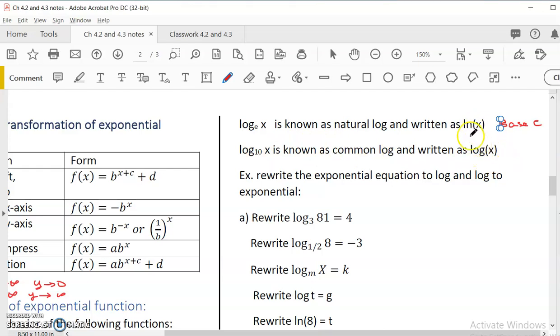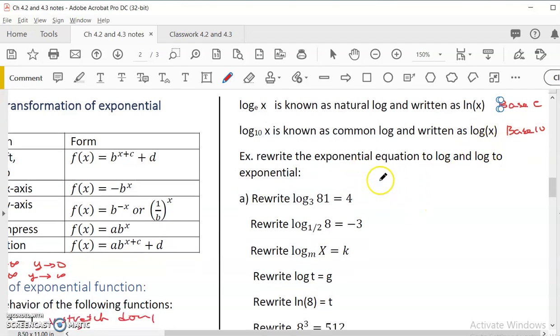So you will see these ln and log on your scientific calculator. It's not that they don't have a base, but this one is base 10. It is understood to be base 10, so we don't write it. Kind of like when we do square root, we don't write a small 2 at the corner of the root.